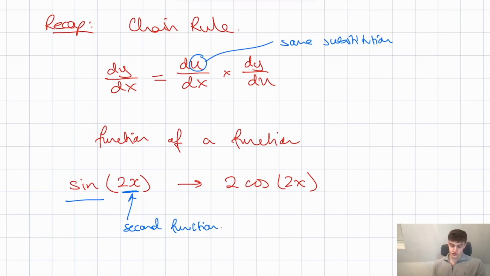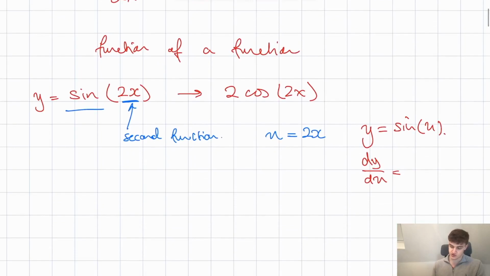So the very natural substitution to make here would be if I say that y is sine of 2x, then my u in this case would be 2x. So for that matter I have y is equal to sine of u. Right, so that means if I find dy by du, it's just cos of u.